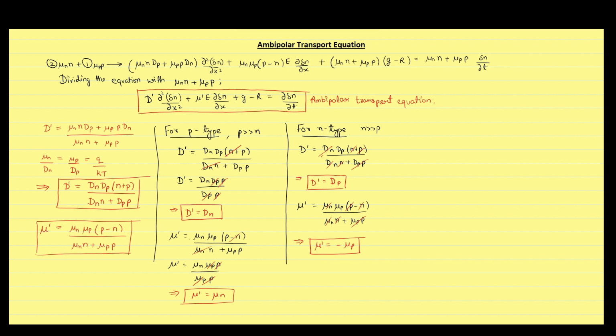So, after observing the values of effective mobility and effective diffusion constant for n-type and p-type semiconductors respectively, we can say that at low level injection for an extrinsic semiconductor, the effective values of the ambipolar diffusion coefficient and ambipolar mobility coefficient reduce to minority carrier parameters. Keep in mind that the effective mobility for an n-type semiconductor comes out to be a negative value.